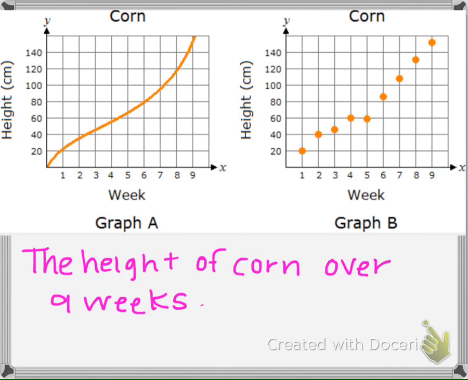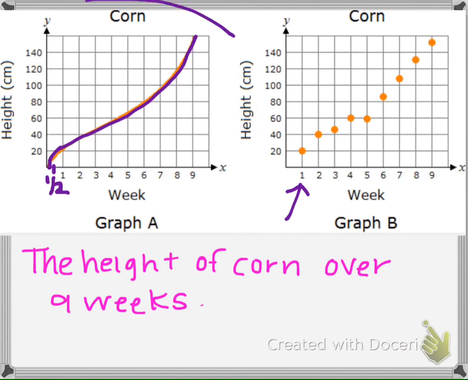Okay, our last example here: if we were going to graph the height of corn over the course of 9 weeks, we need to decide whether the points would be connected, so it's continuous, or whether it's discrete and we're not going to connect the points. So if we think about it, if we have 1 week, we could have a half of a week in between a whole week, right? We could have a half of a week, and the corn is continuously growing even between 1 week and 2, and 2 to 3.